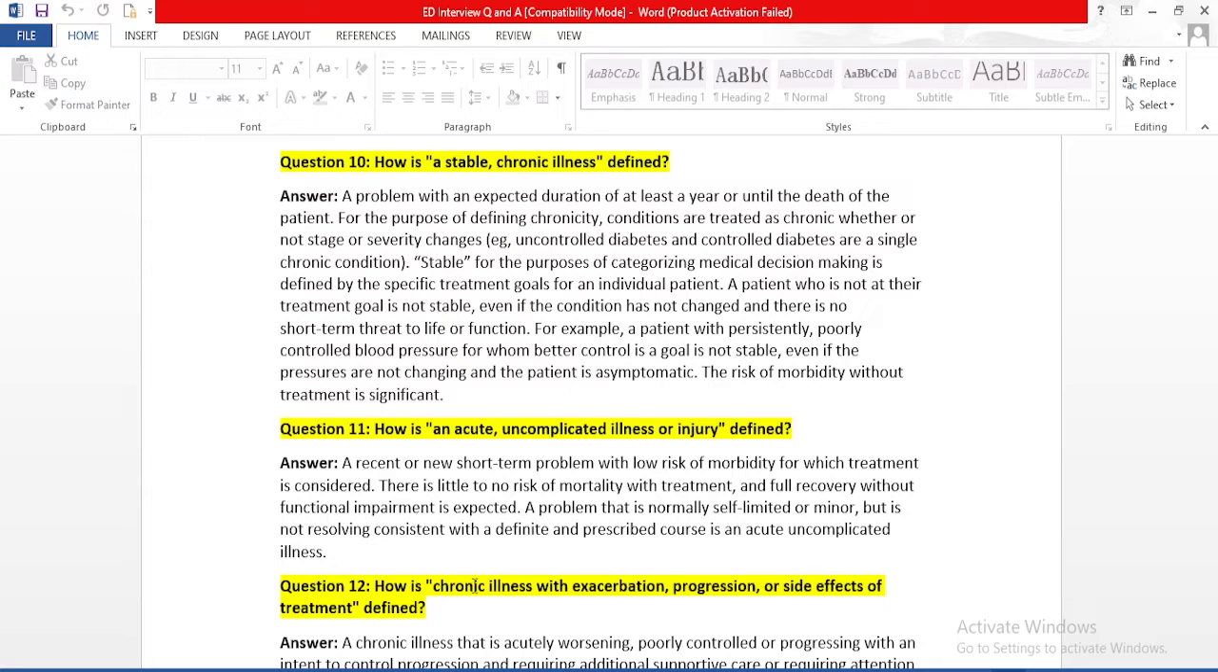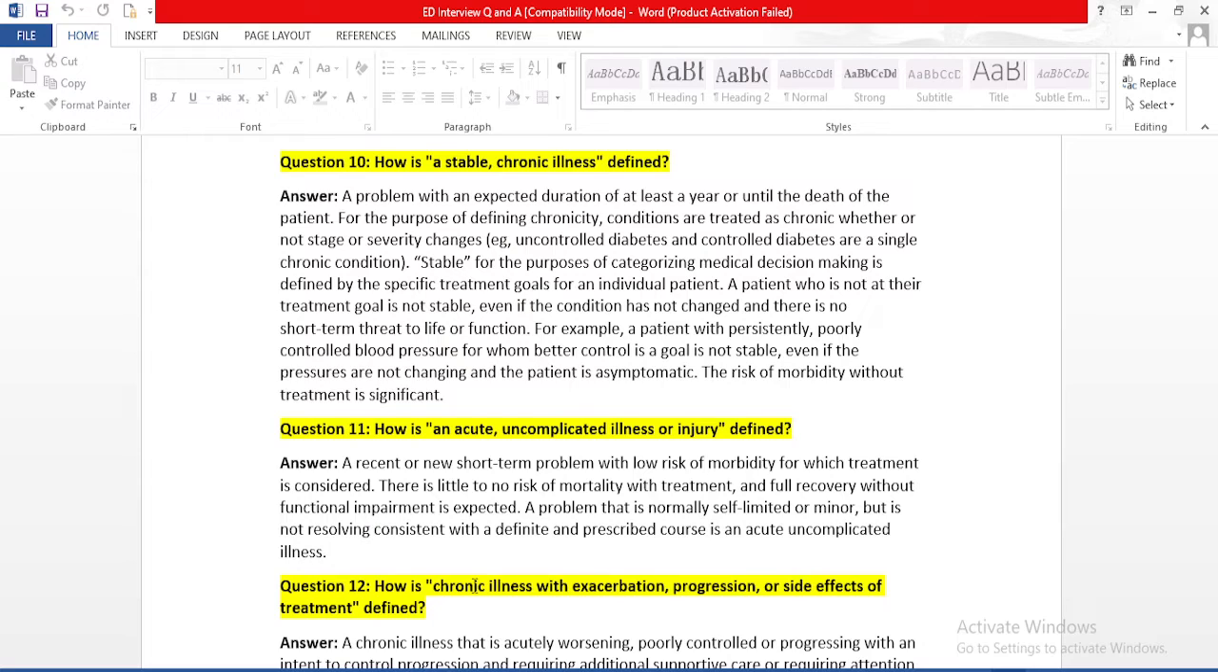So they are not creating any severe illness to a patient. A patient who is not at their treatment goal is not stable. In order to define stable, patients need to have the treatment goal. So even if the condition has not changed and there is no short-term threat to life or function.